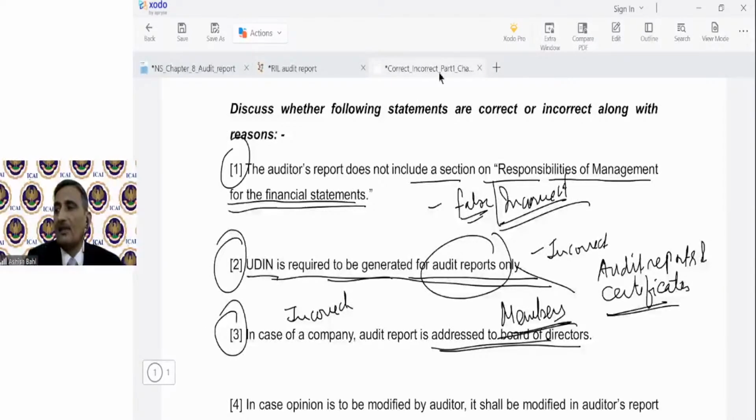Yes, Livingston, you are right. Suman, you are also right. No, Devraj, how is it correct? We had seen the report of a company. It is the second point of the structure of audit report, of the contents of audit report as per SA 700. It is clearly stated there that in case of a company, the report is addressed to the members. Okay, members or shareholders, both are correct. Bhumika, you are also right.